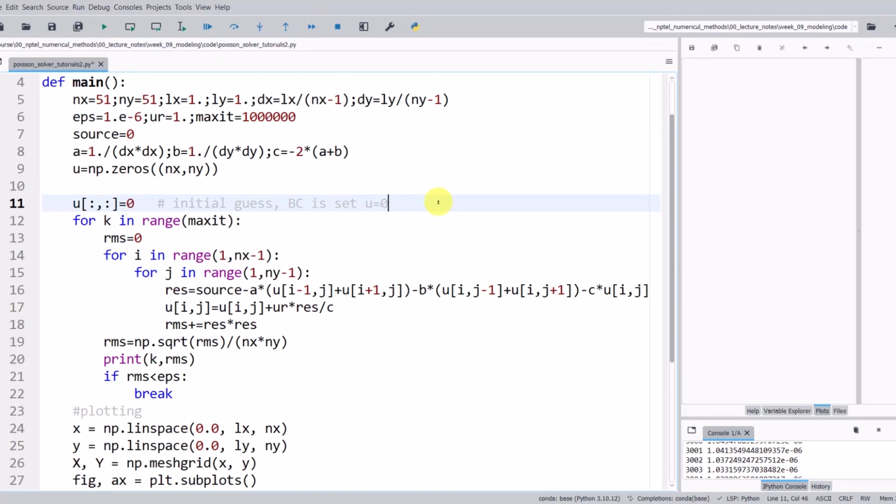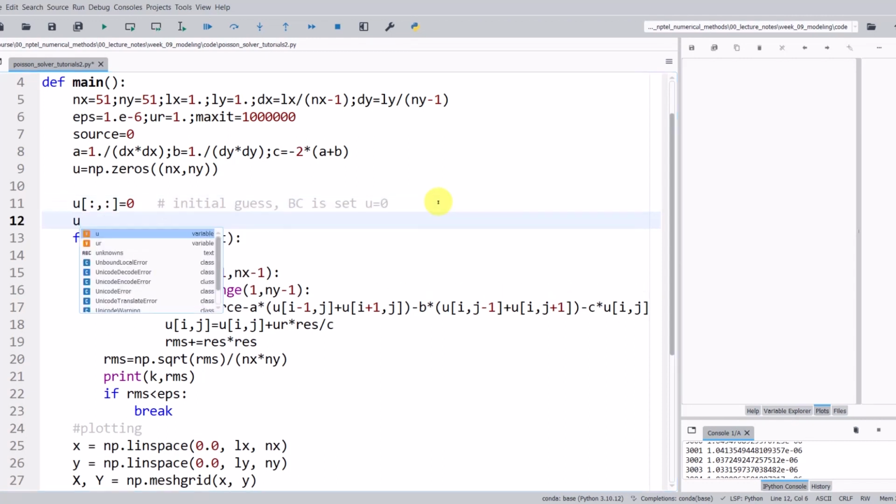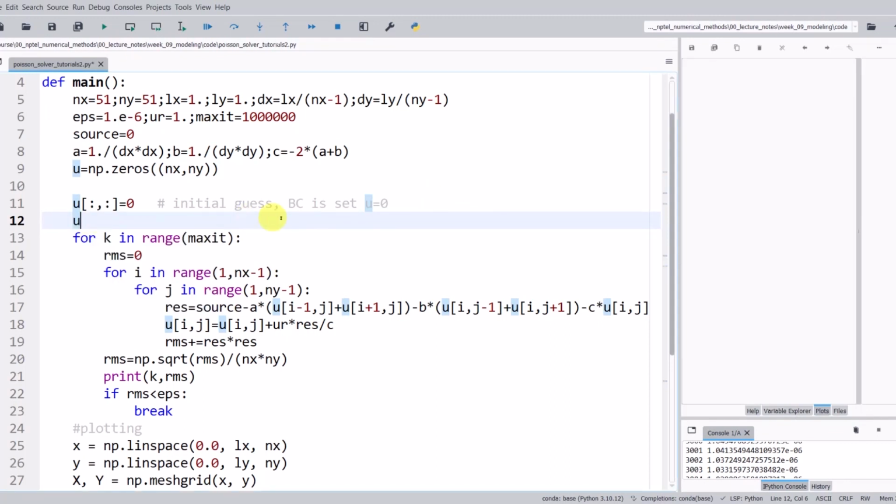Now everything is 0: no source, temperature 0 outside, and the initial guess is 0. So it will give only the 0 solution, but we change one boundary. Let us say my y equal to 0 boundary I'll set as 1. So y equal to 0, meaning 0 to nx, will be 1. So I have this as my 0th and this as my 1. So I have set the boundary condition.